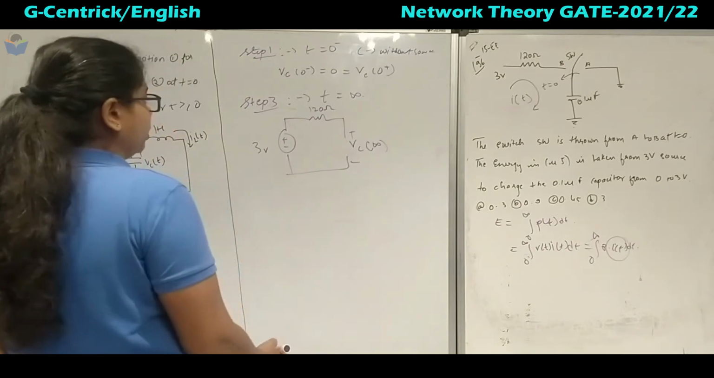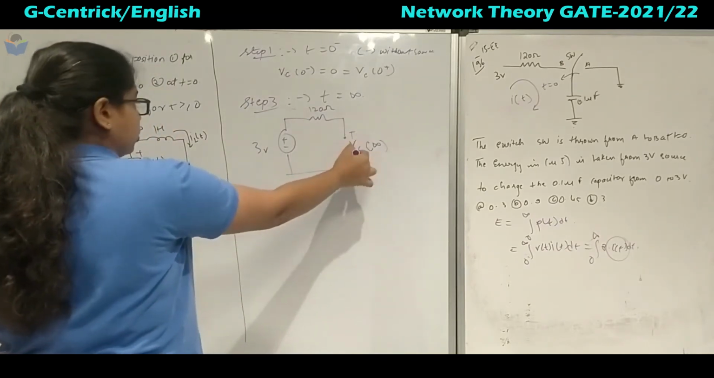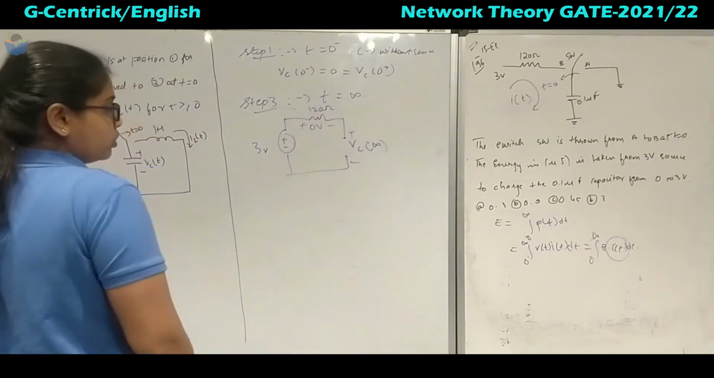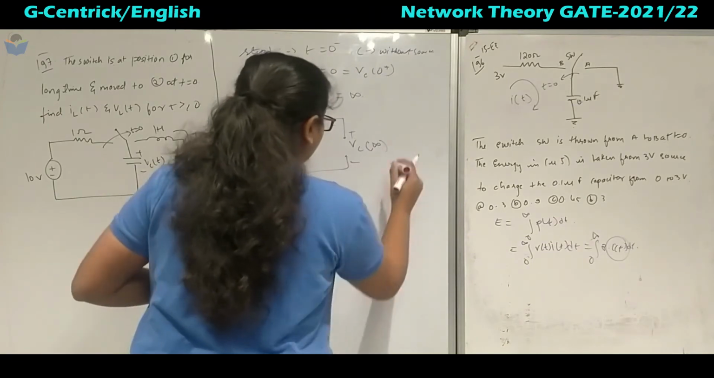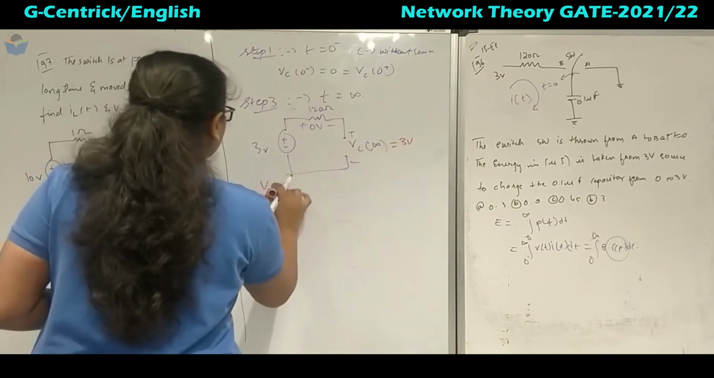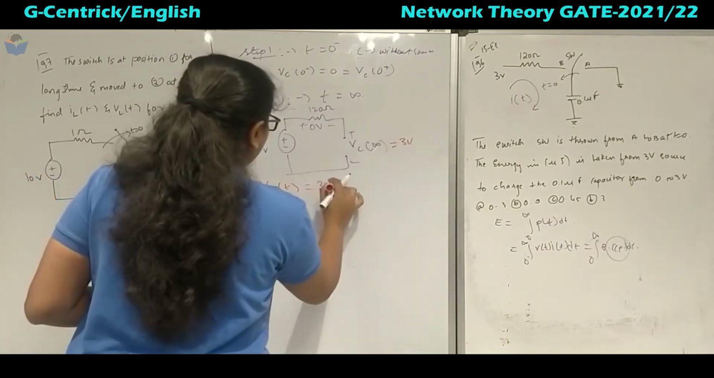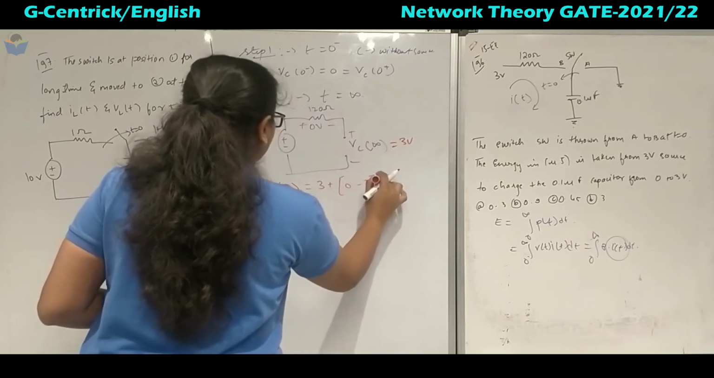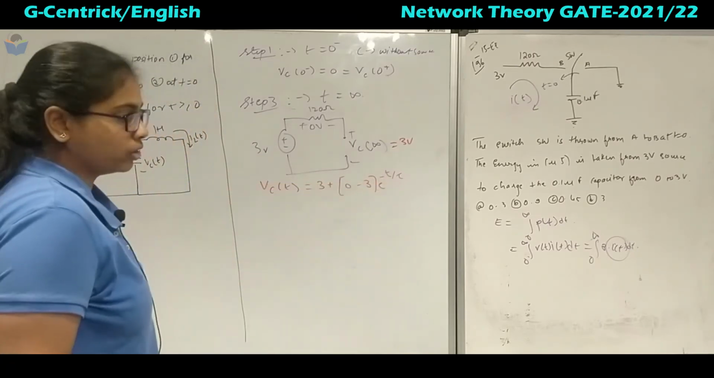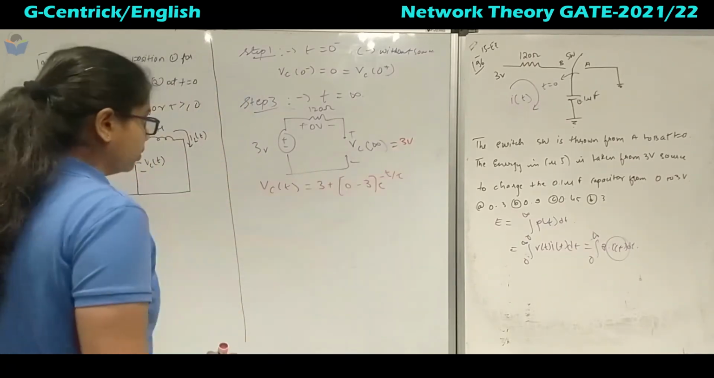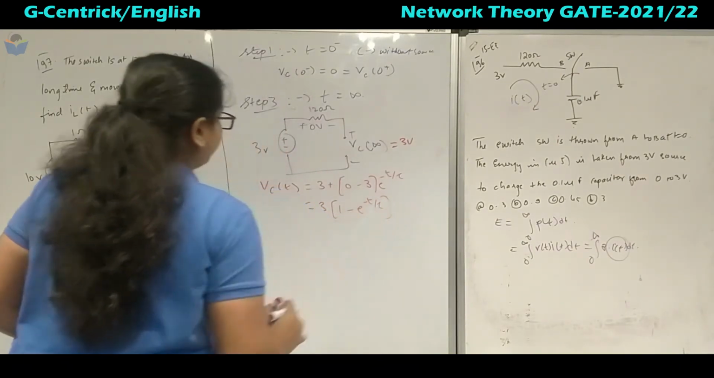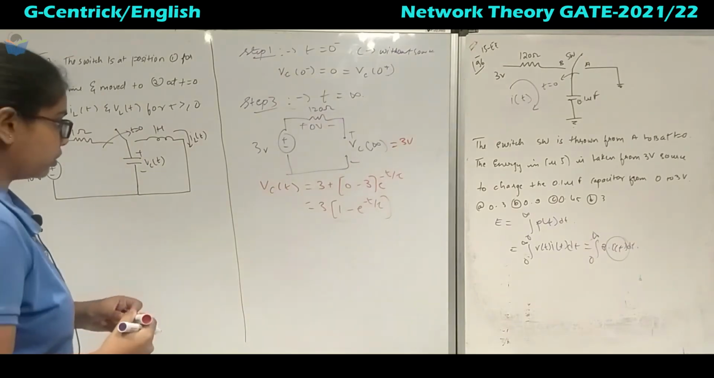Again we have got this as open circuit, so when it is open circuit, it will be 0 volt. So directly I can tell that Vc of infinite is 3 volt. After we got it, we can find the generalized equation: final value, initial is 0, e to the power minus t by tau. It is an RC circuit, you can easily find the value of tau, but still substitute at the last. So this is 3, I will take it as common, it will be 1 minus e to the power minus t over tau. This is the equation we got.